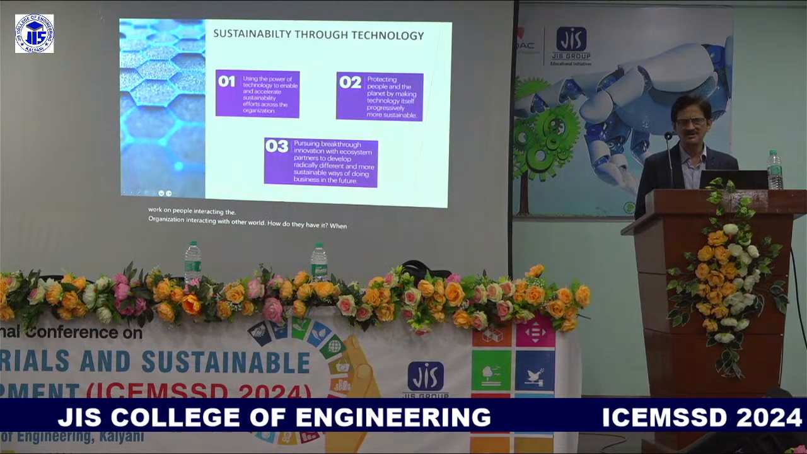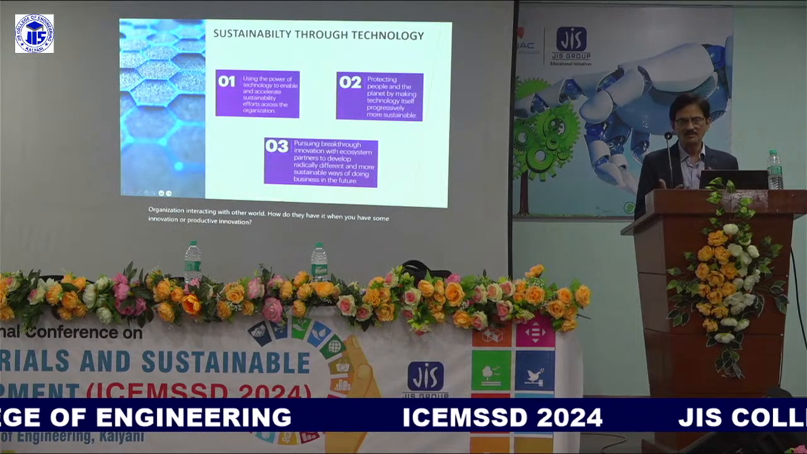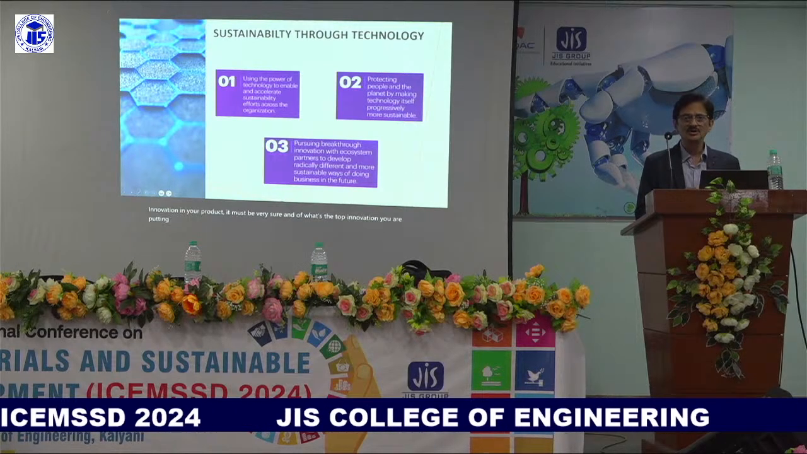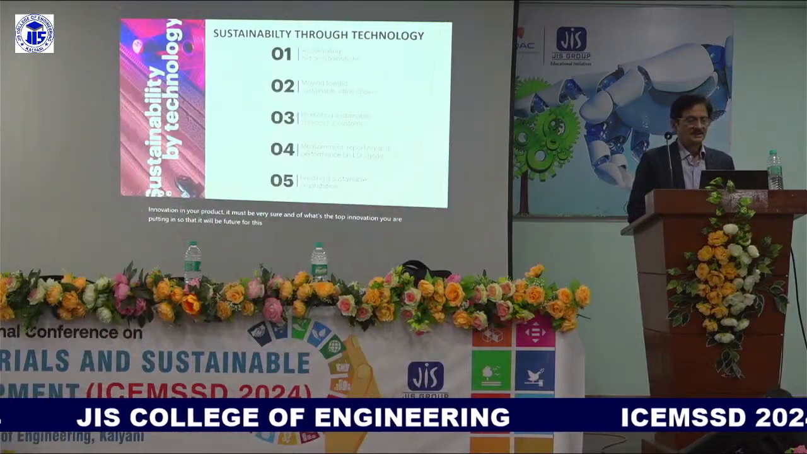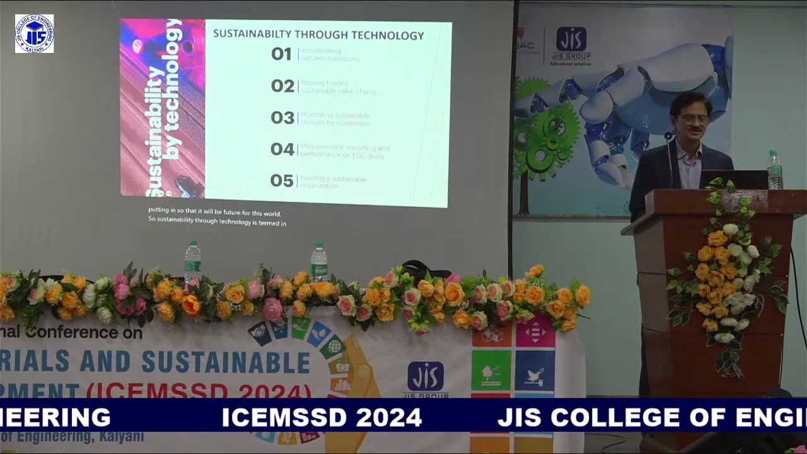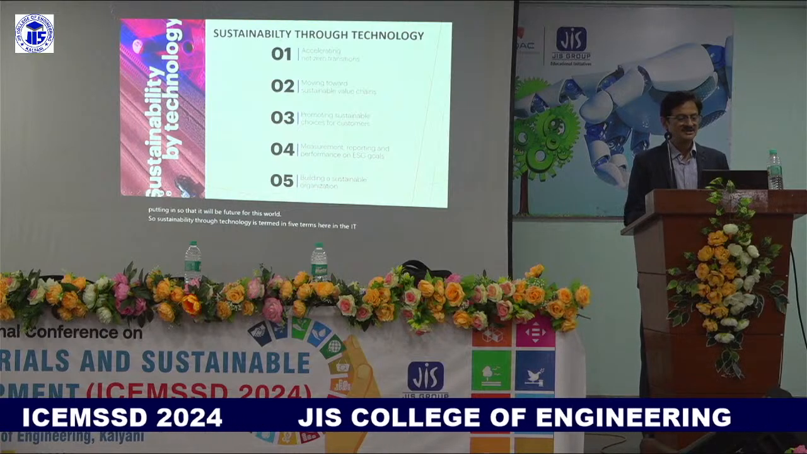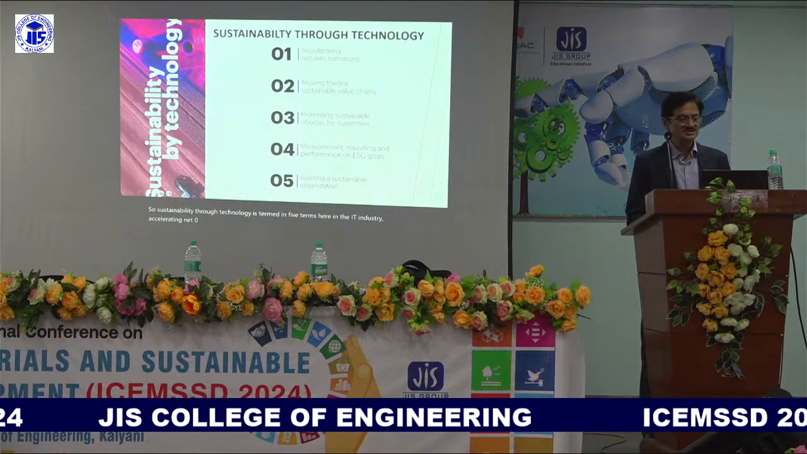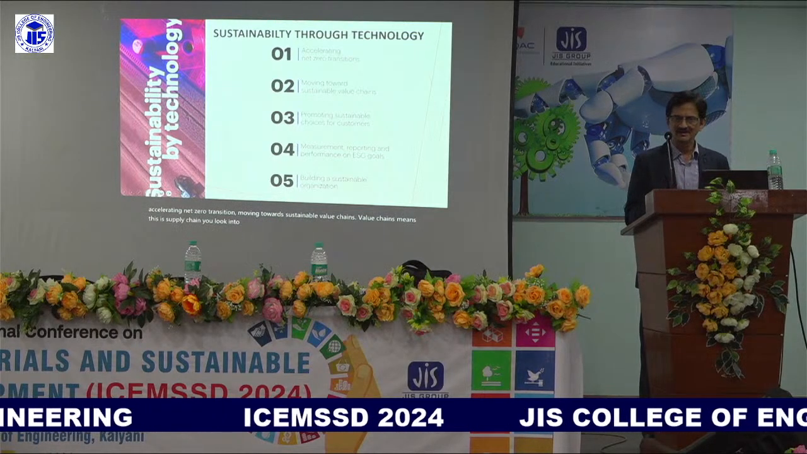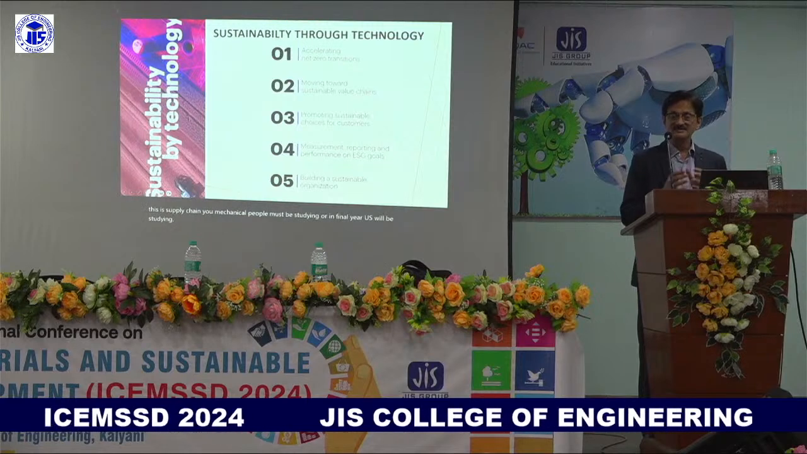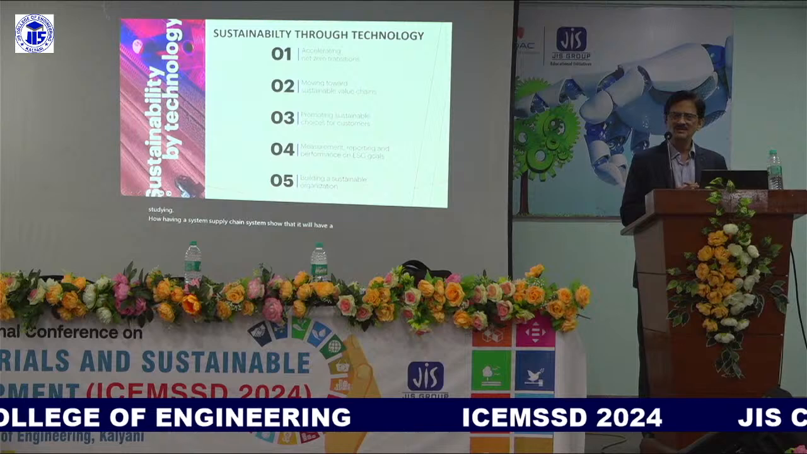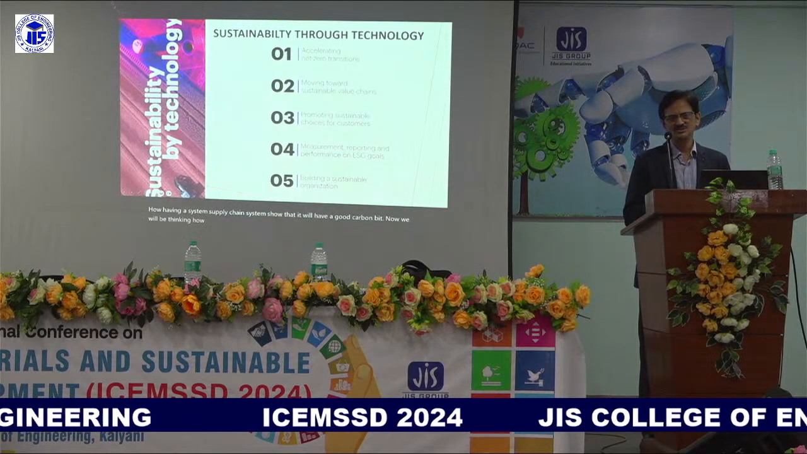When you have some innovation or productivity in your product, you must be very sure about what sort of innovation you are putting in so that it will be a future for this world. So sustainability through technology is termed in 5 terms here in the IT industry. Accelerating net zero transition, moving towards sustainable value chains. Value chain means supply chain. People must be studying it, or in final year of university will be studying it. How to have a supply chain system so that it will have a good carbon bill. Now we'll think about how a supply chain can help us.